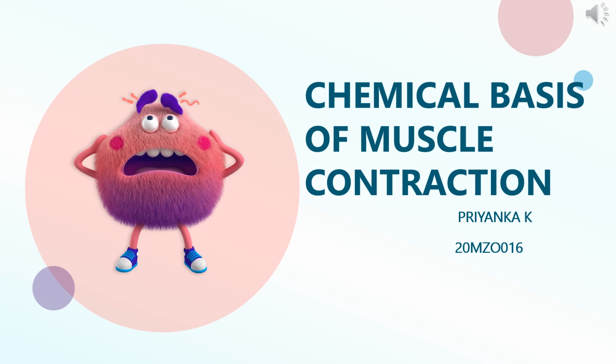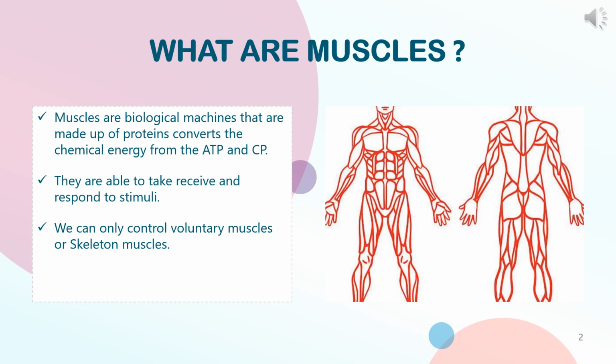My topic is the chemical basis of muscle contraction. What are muscles? Muscles are biological machines made up of proteins that convert chemical energy from ATP and CP. They are able to receive and respond to stimuli.